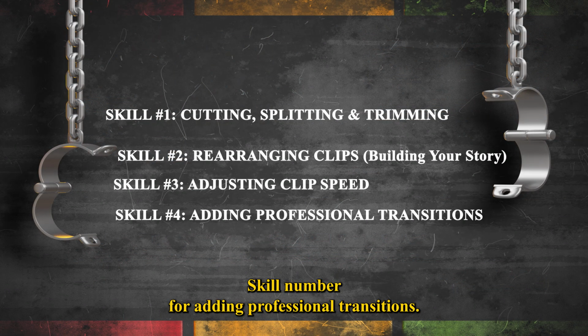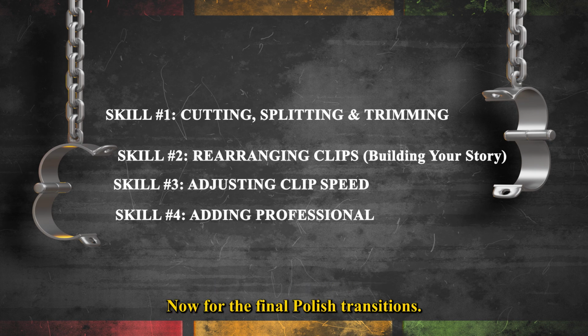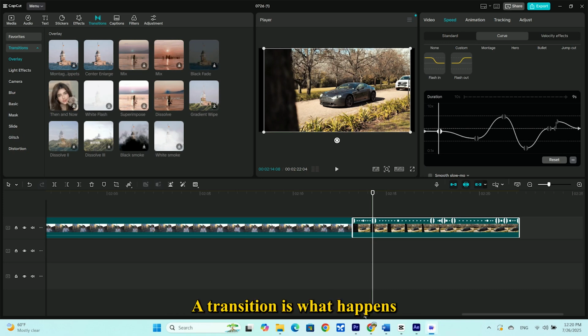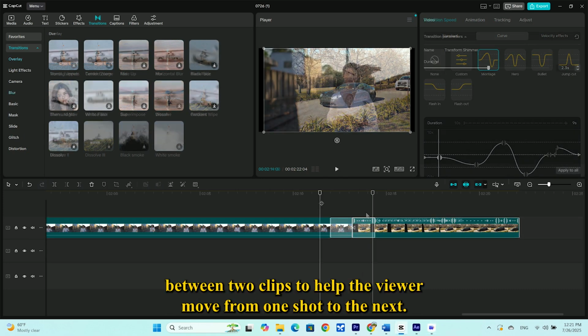Skill number 4: adding professional transitions. We have our story in order, and our pacing is perfect. Now for the final polish. Transitions. A transition is what happens between two clips to help the viewer move from one shot to the next.